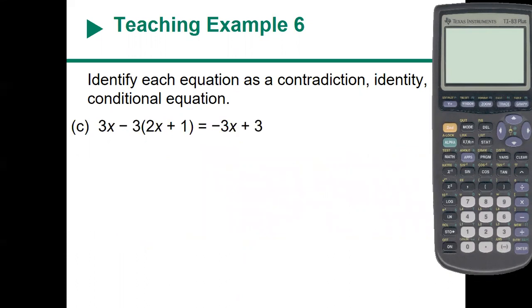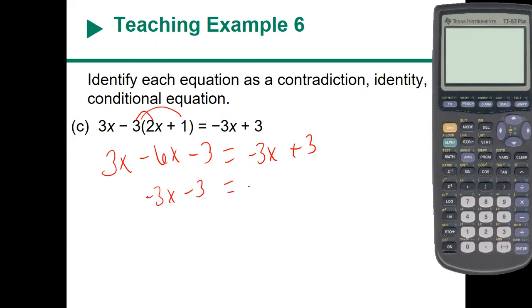All right. For the sake of time, we're going to dive in together. Again, there's a variable on both sides, so we need to distribute. So we have 3x minus 6x minus 3 equals negative 3x plus 3. I'm going to combine like terms. That gives us negative 3x minus 3 equals negative 3x plus 3.